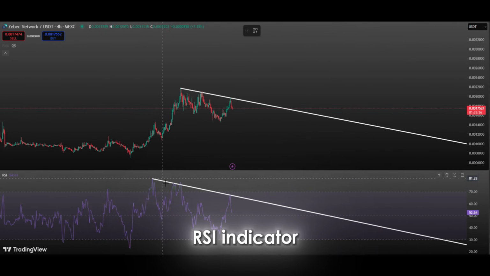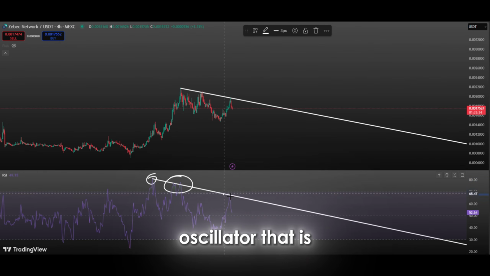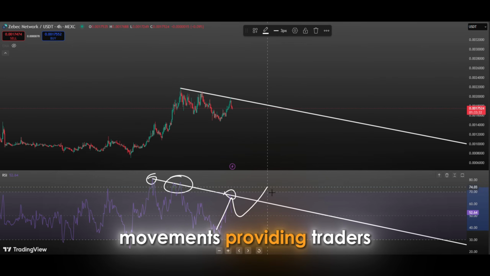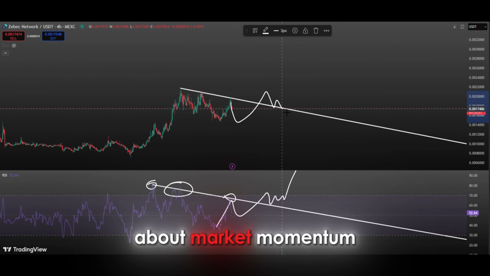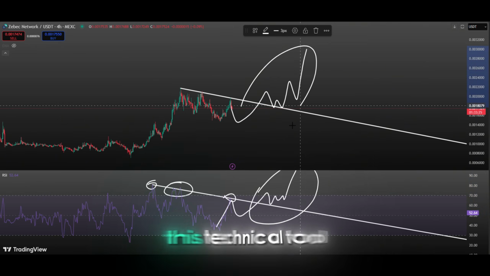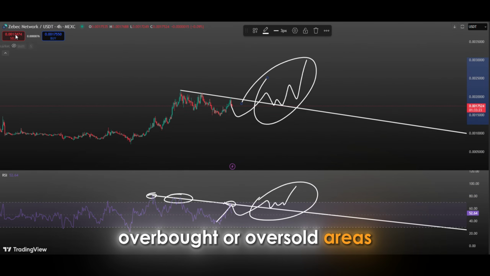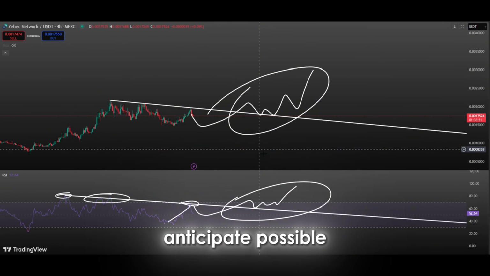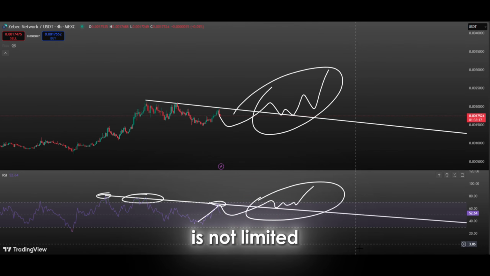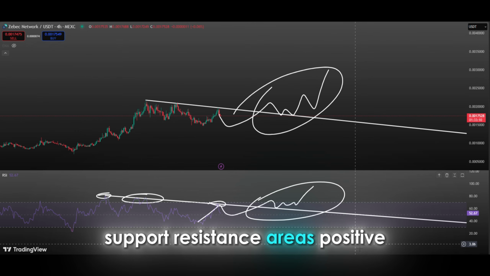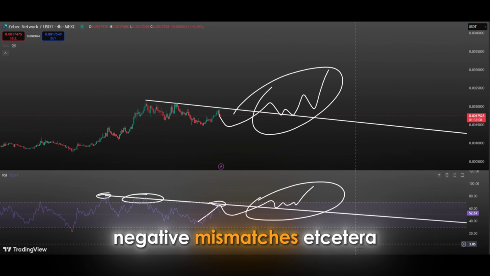One of the important elements that stands out when we analyze the chart in depth is the downtrend structure observed in the RSI indicator. RSI is an oscillator that is sensitive to price movements, providing traders with extremely valuable information about market momentum. In particular, this technical tool allows us to identify overbought or oversold areas, allowing us to anticipate possible price reversal points. But the RSI is not limited to this classic function. It also includes various analyses such as trend lines, support resistance areas, positive-negative mismatches, etc.